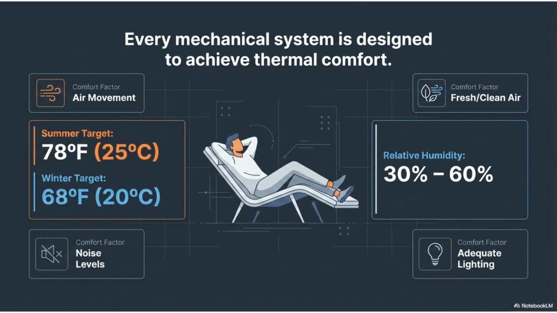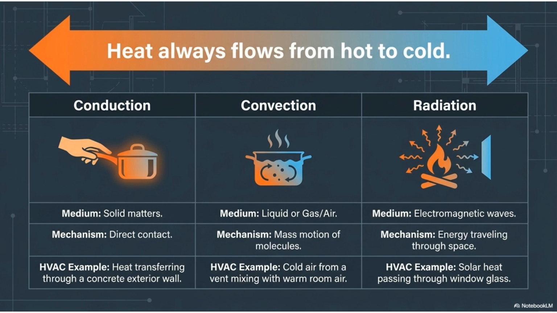Every mechanical system is designed for thermal comfort. Key factors include air movement, fresh and clean air, low noise levels, and adequate lighting. Target temperatures are typically 78 degrees Fahrenheit for summer and 68 degrees for winter, with a relative humidity between 30 and 60%. Heat always flows from hot to cold via three mechanisms: conduction, convection, and radiation.